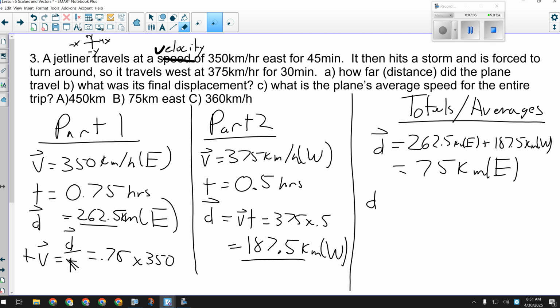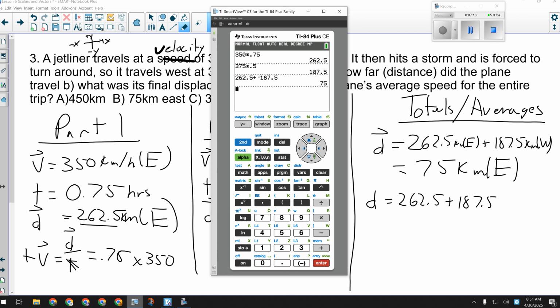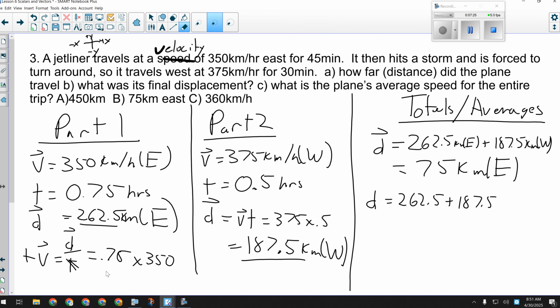Okay? So to get the distance, which is never going to get smaller, it's only ever going to get bigger, is just 262.5 plus 187.5. Okay, so its total distance traveled is 450 kilometers. No direction on that because it actually turns around. So, okay, that's a scalar quantity, doesn't get a direction. Okay, is everybody with me there for part A and part B?